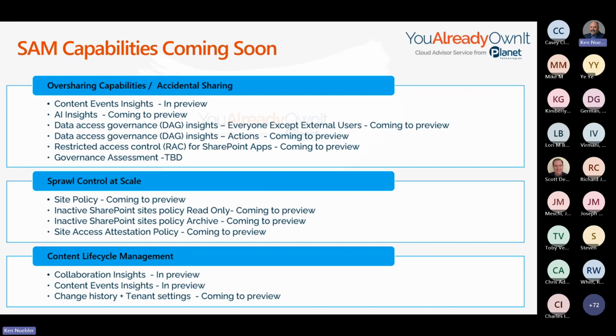For sprawl control at scale, I like these two items specifically. For site policy, you can automatically identify and take control of an ownerless site. And then for inactive SharePoint sites policy, you can make them read-only. So you can mark them as inactive sites and make them read-only.